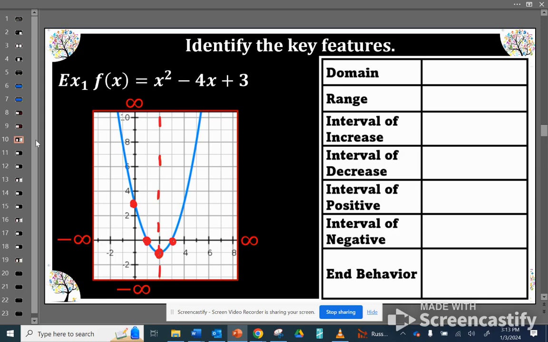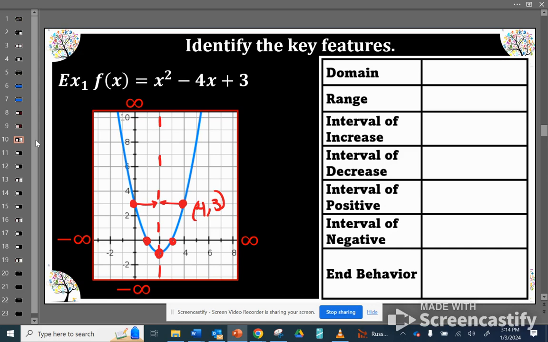Now, if we needed to list a fifth point, I could simply use the corresponding point of the y-intercept. It is 2 units on the left of the AOS, so the corresponding 2 units on the right would be this point here, (4, 3). So if you ever need another point, I like to do the corresponding point of the y-intercept.